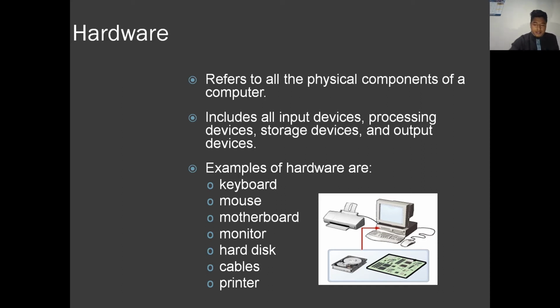So you can see an example here. Keyboard, this is a keyboard. Mouse, this is a mouse. And motherboard, this is a motherboard. Monitor, this is the monitor. Hard disk, this is the hard disk. Cable, this one is a cable. As you can see here, it's connected to a printer. So printer, this one is a printer. So that's basically what you need to know about the hardware components of a computer.